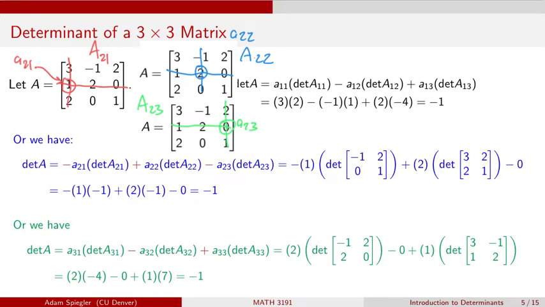And now I've got my 2 times the determinant of this matrix, which is minus 4 minus 0, plus 1 times the determinant of this matrix, which is 6 plus 1, 7. And now we've got a minus 8 plus a positive 7, and that gives me a minus 1. So all three of these ways are giving us the same value.